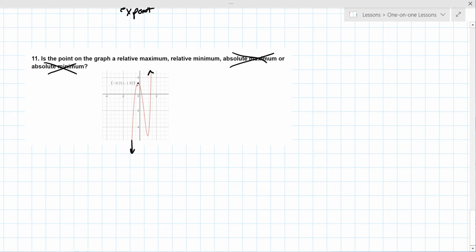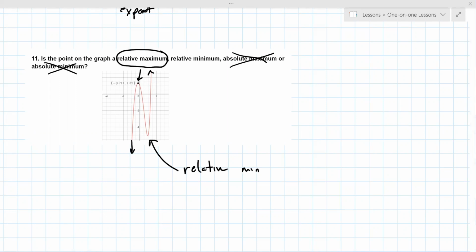This point here, though, compared to those places around it, is it higher or lower than those places around it? Well, it's higher. That's why it's a relative max. This down here, if it was pointing to that, that would be a relative min. Oh yeah, because that is below. All right. That's a relative max.